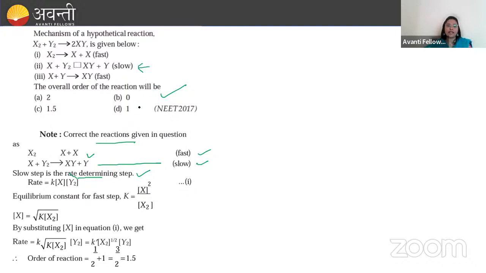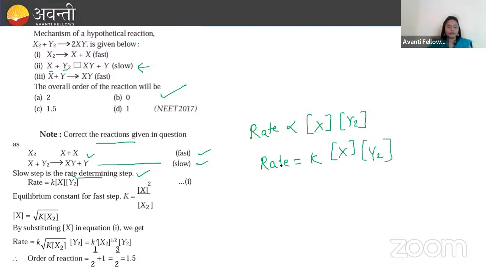So what will our rate be here? The rate will depend on the concentrations present there. So rate is directly proportional to concentration of X into concentration of Y2. Remove this proportionality sign with the rate constant, and you will get the rate like this way. See this rate.